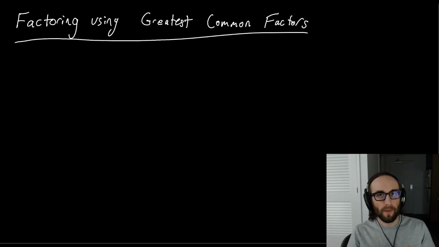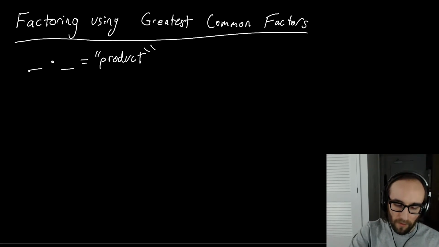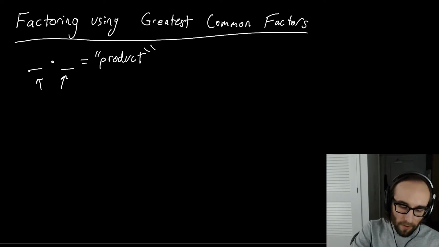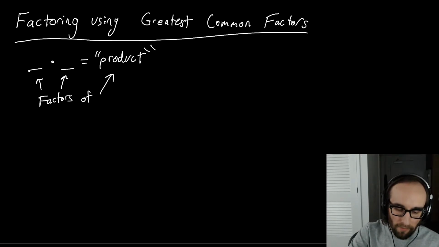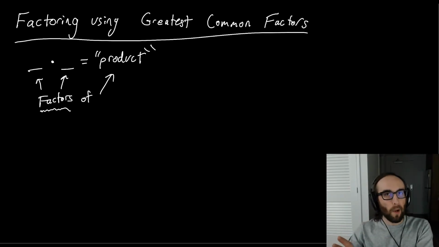So when we talk about something called a product, it is just the result of multiplying two things. So something times something gives us what we call a product. These things that we're multiplying are called the factors of that product. So when we talk about factors, we're talking about the things that we multiplied in order to end up with that number.